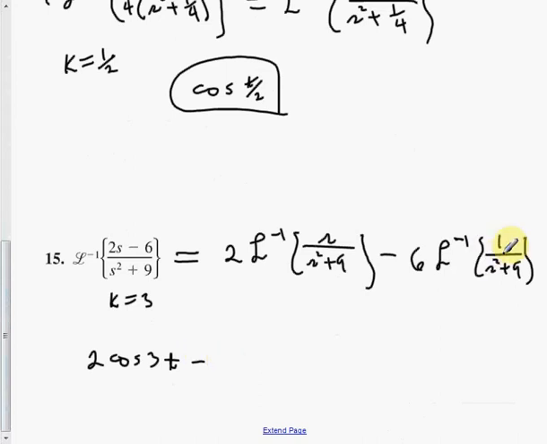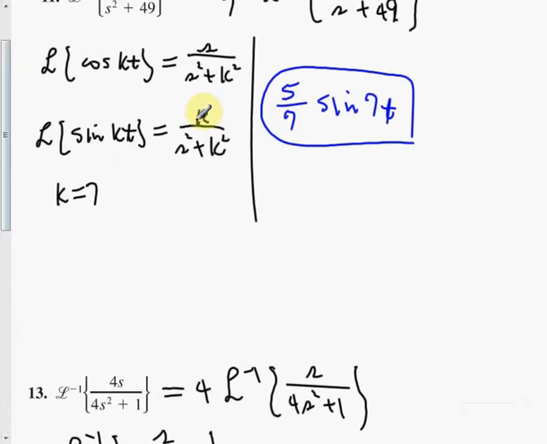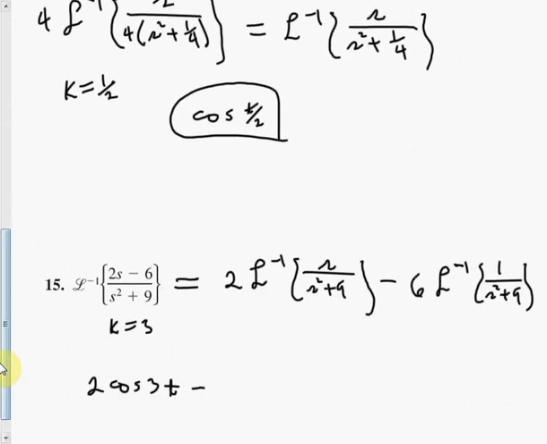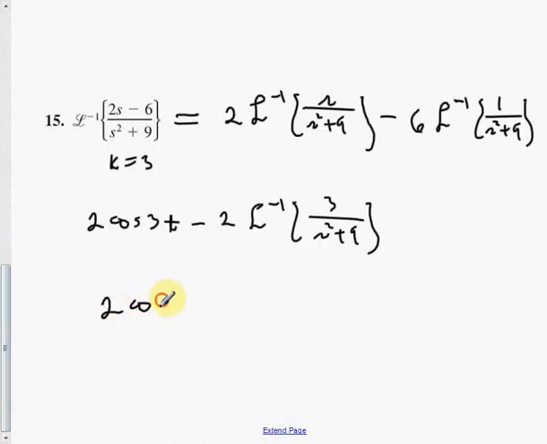Now for the sine, I got to have that k term up in the numerator. Well, here k is 3, right? Well, I can borrow 3 out of that 6 right there. And so we can write that as 2 times the inverse transform of 3 all over s squared plus 9, and then you get what you want. This is 2 cosine 3t minus 2 times sine 3t.